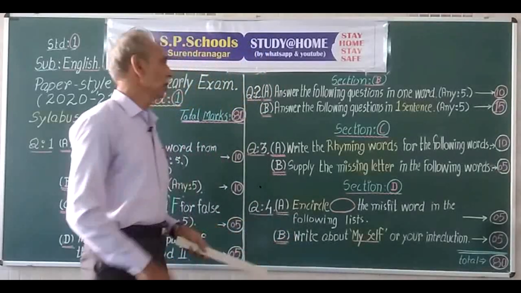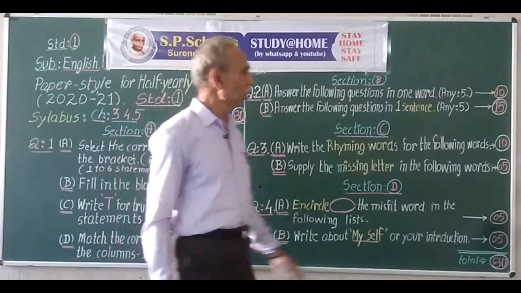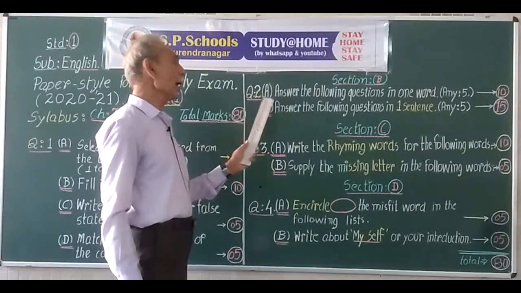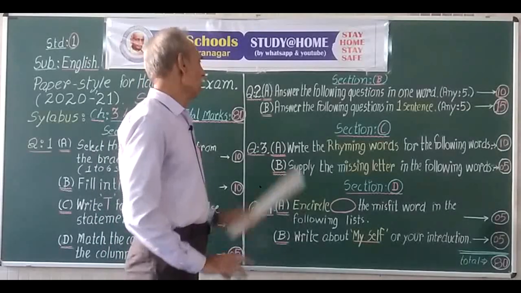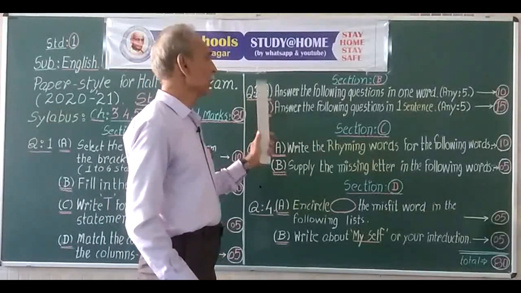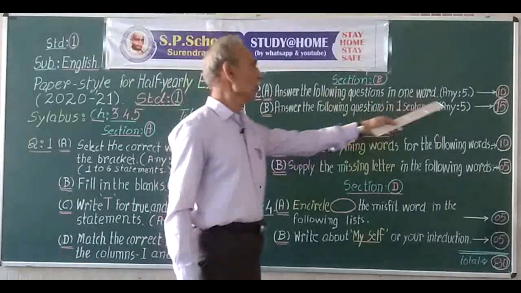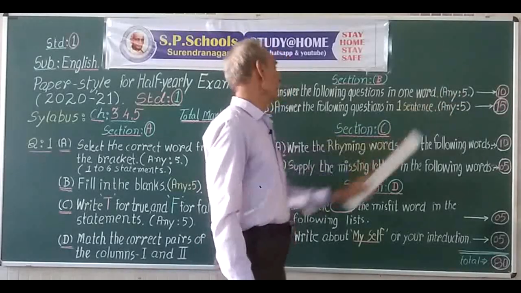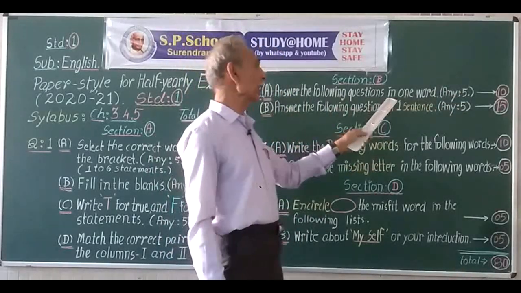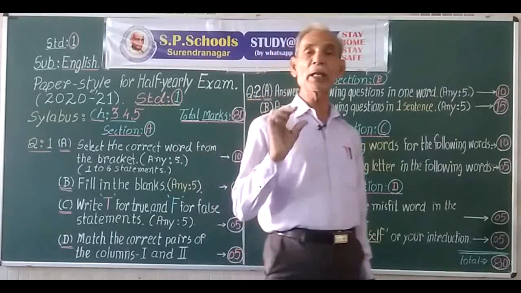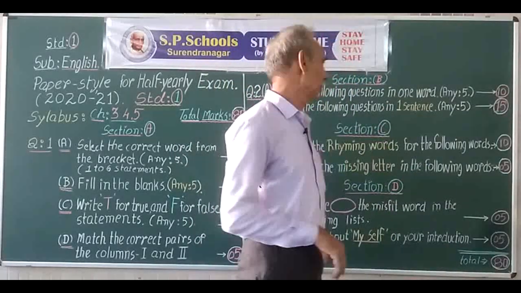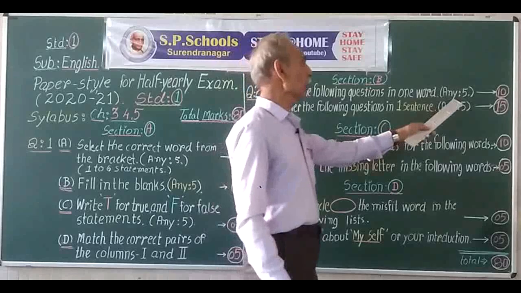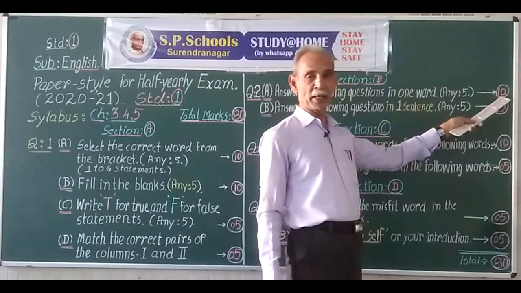Now, Section B, which is of 25 marks. Question 2A contains 1 to 6 questions. You have to answer any 5. Answer the following questions in 1 word. You have to answer only in 1 word, or at the most 2. 5 questions you have to answer to get 10 big marks.